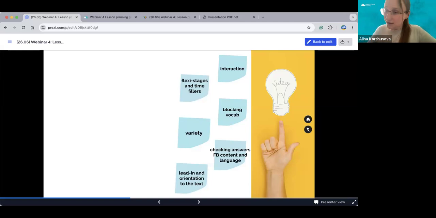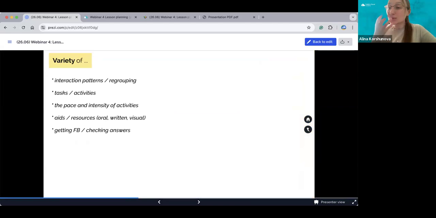But again, it should be done while you're planning this lesson. Then, of course, you're working with the same text for some time, so it's a good idea to bring variety. I will talk about variety a lot today. So how can we bring variety to our lessons? Again, it may refer to any type of lesson.